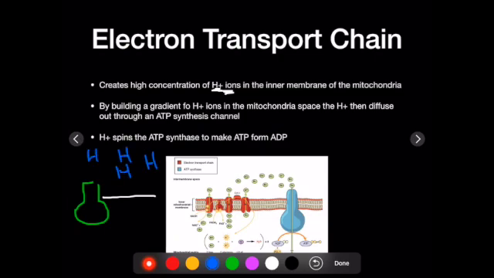And the reason that we're doing this is we're trying to send them back through something called the ATP synthase, or the ATP synthesis channel, which I have as this green right here. So what happens is these hydrogens eventually start flowing through, and it spins a turbine which produces our ATP. So in other words, we want to build up this high concentration of hydrogens in order to make a large amount of ATP in this process.